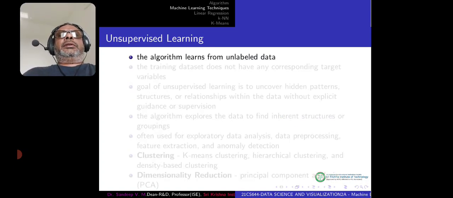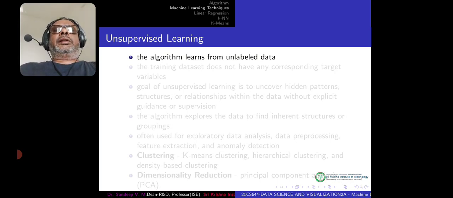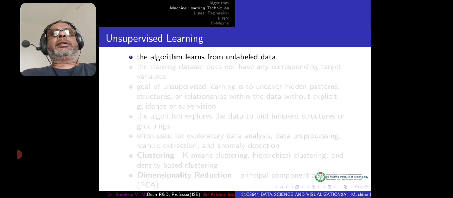Now coming to the second part, that is unsupervised learning. Here the algorithm learns from unlabeled data. In supervised learning, the data was labeled. That means for every data, what the output should be was given. Whereas when the data doesn't come with any labels, then these algorithms come to our aid.